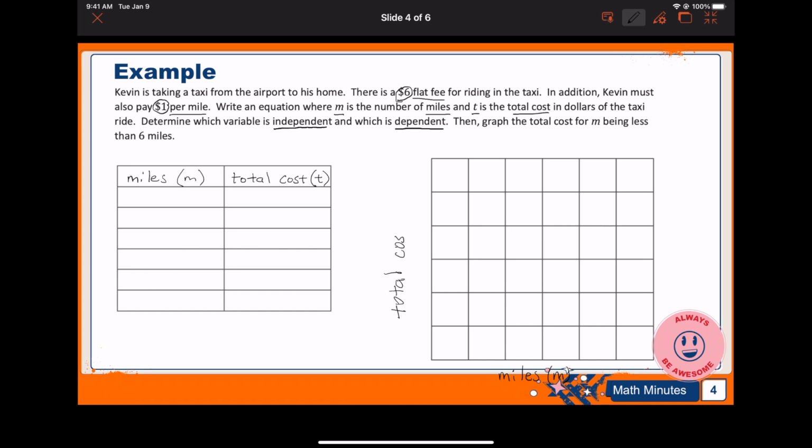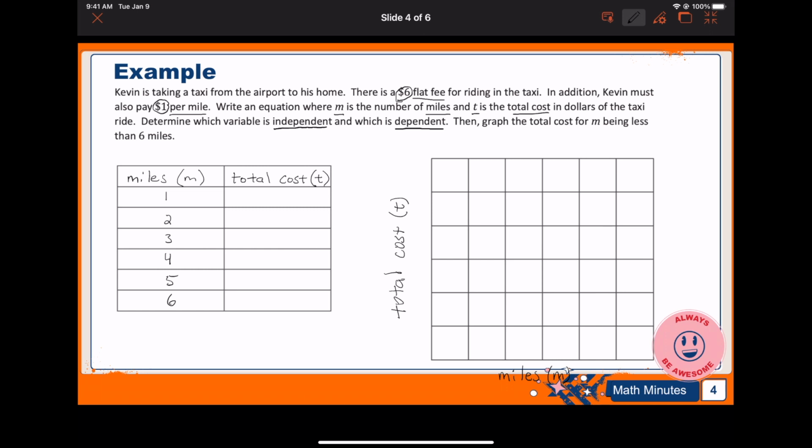Okay, now let's take a look at some situations here. It says graph the total cost for M being less than 6 miles. So I know 6 is going to be my max here. So if we're 1 mile, 2 miles, 3 miles, 4 miles, and so on, away from the airport, and now if I'm trying to figure out the total cost, well, it's $1 per mile. And then I have to add in my $6 flat fee.